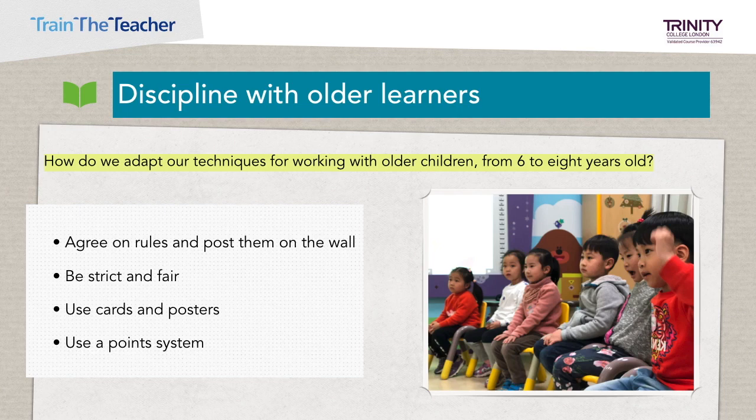Use cards and behaviour charts. Red and green cards can send a very clear signal. You could put up posters on the wall with the students' names to keep record of their good work. Use stars or smiley faces or some other reward system. You can also put your learners in teams and award points. Learners don't usually want to let their friends down, so this type of peer pressure can be beneficial.